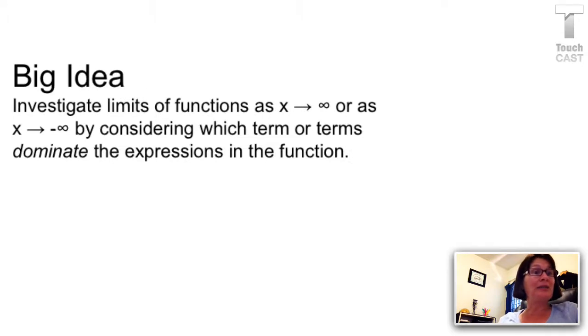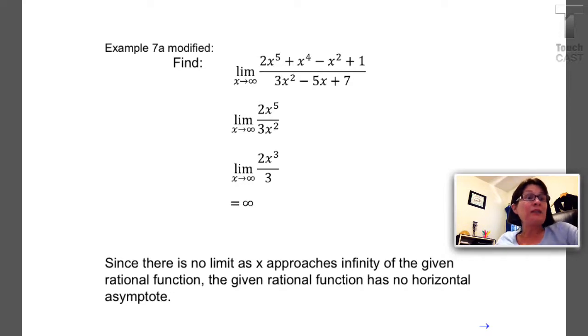So we're going to return to our big idea that we ended the last slide set with. If I want to investigate limits as x approaches infinity or negative infinity, one way to do that is to consider which term or terms is going to dominate in the expression. Watch this. So this is especially useful when I want to find the limit of a rational function, a function that looks like a quotient or a fraction. So think about here, if I want to let x get bigger and bigger and bigger toward positive infinity, which parts of this fraction matter? Well, the part that's going to matter most in the numerator is 2x to the 5th. And the part that's going to matter the most in the denominator is 3x squared. So the rest of these terms become insignificant.